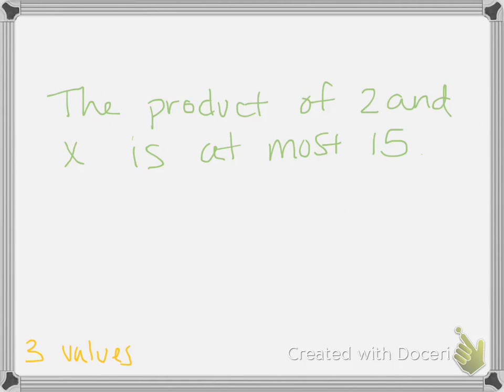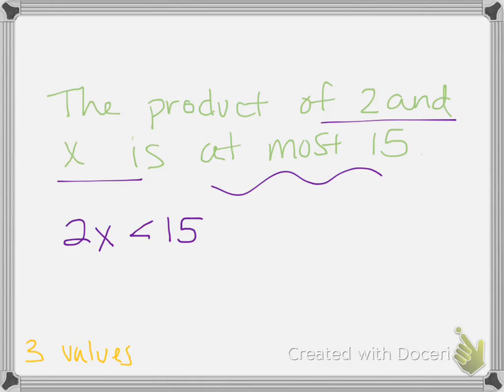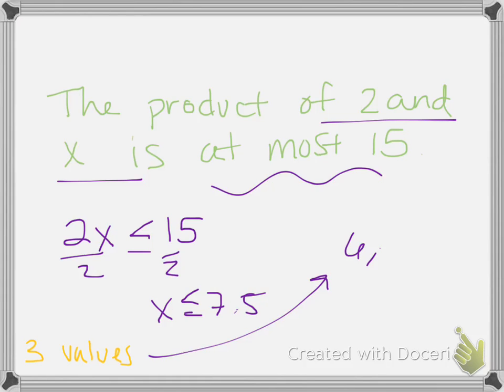The product of 2 and x is at most 15. So we know product is multiply, and it is at most 15. Okay, so at the most it can be is 15. So I'm going to solve for x, so I got to divide. So I got x is less than or equal to 15 over 2, which is 7.5. So I need to think of 3 different values, so 6, 1, 0, and so on and so forth.